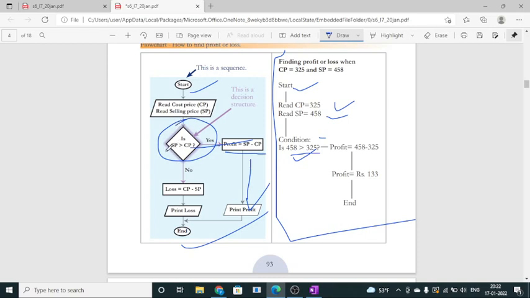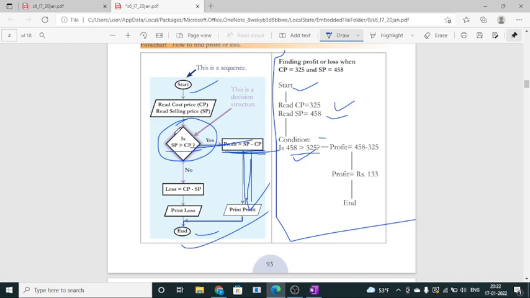If SP is greater than CP, then profit is SP minus CP and directly print, then end. You understand? If SP is greater than CP, this will redirect to this formula, and this formula will redirect to this formula, and after print profit, this will take you to the end of the program. Understand? We are not doing it manually, okay? These things are done automatically in the computer.